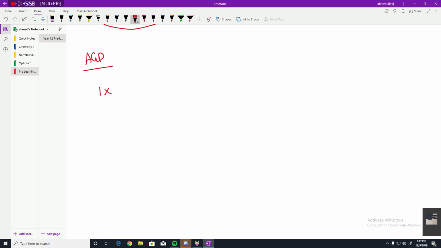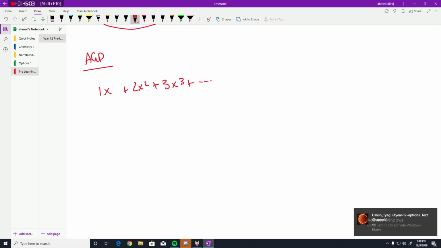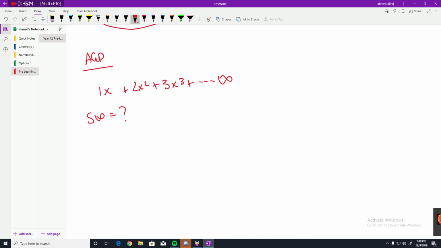1x plus 2x squared plus 3x cubed plus all the way to infinity. Can everybody find S infinity for me? I'll give you a minute to solve it. Actually, I'll just ask you to find Sn, not S infinity, because Sn is easier. Type a 1 when you're done with Sn.